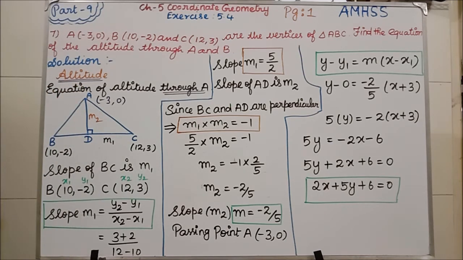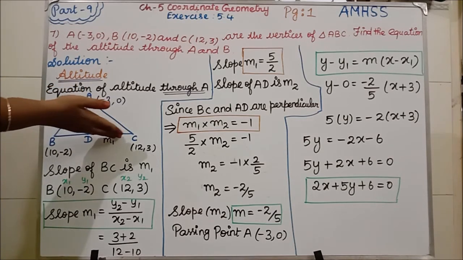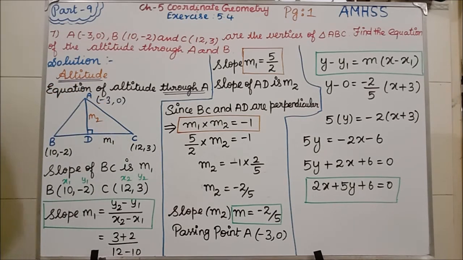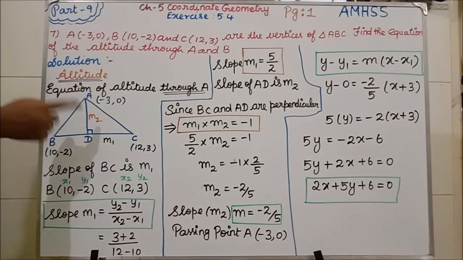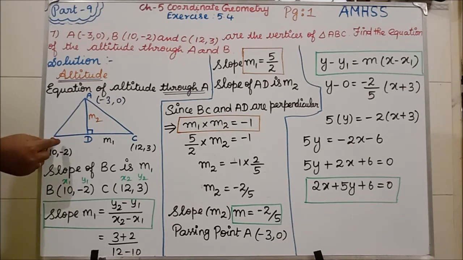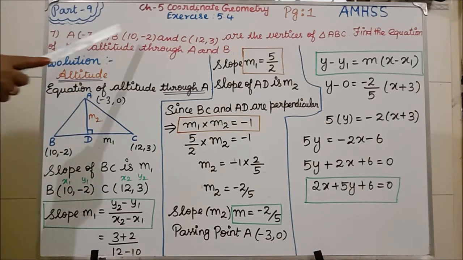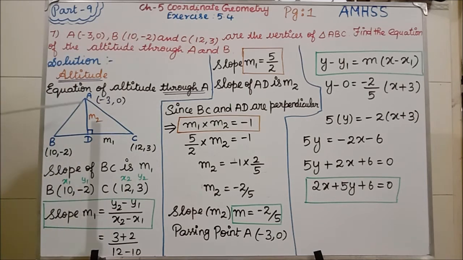Okay, altitude means what? In exercise 5.2 we have learned about altitude, and in exercise 5.3 also we have learned about altitude. Altitude means it is perpendicular. That altitude line will be perpendicular to the base line. We have read it, so it is the same concept only. First I am going to find the equation of the altitude through A. See, from the vertex A, I have drawn the altitude. Now, these A, B, C vertices are given in the question.